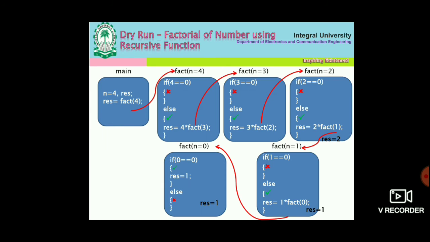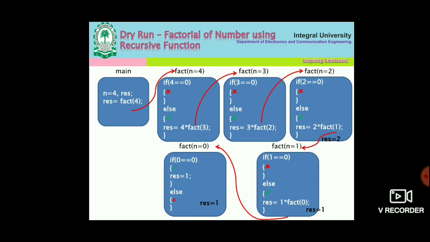Now res is equal to 2 into fact of 1. Fact of 1 we have calculated in the previous frame as 1, and this value will be multiplied by 2 to give the result 2 into 1, that is 2. Res equals to 2 will be returned from this method frame to the previous method frame, which says res is equal to 3 into fact of 2.